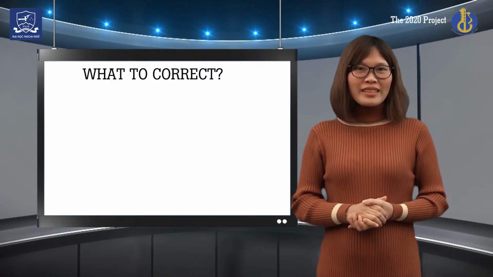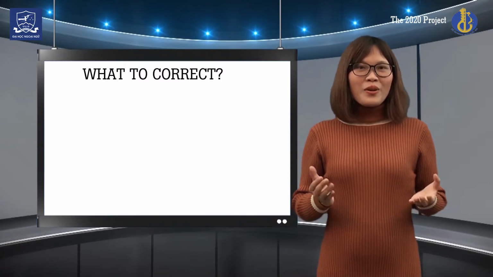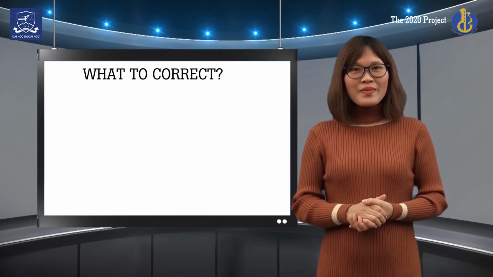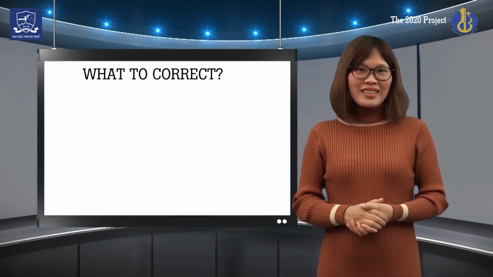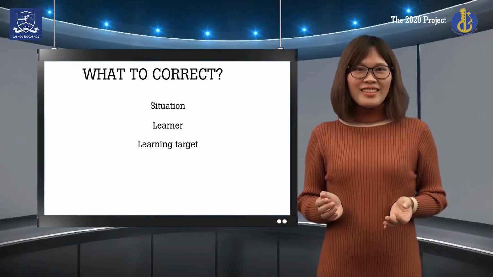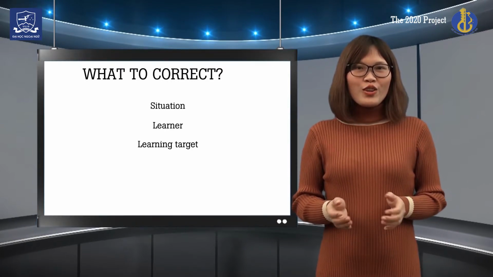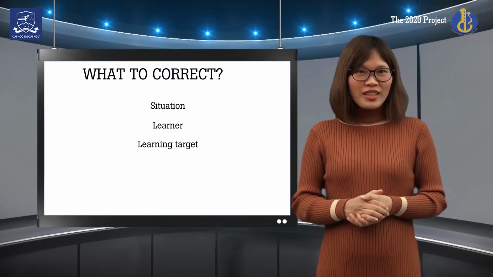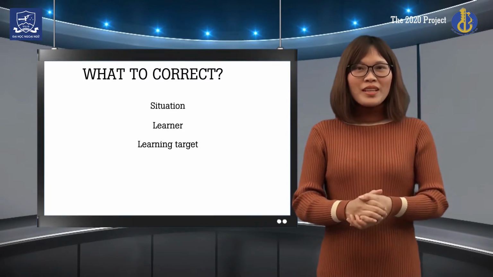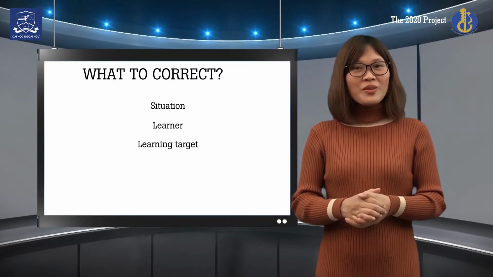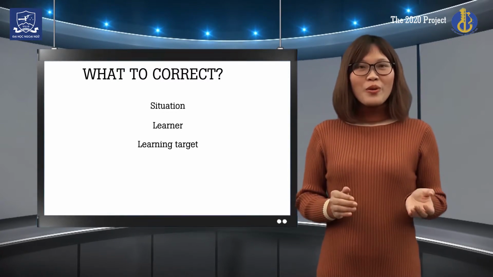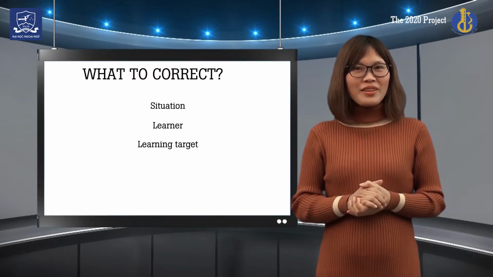So what should we correct? In fact, there are no hard and fast rules here, but there are things that are worth thinking about, and I think choosing what to correct really depends on the situation, learners, and learning target at a particular time. You know, students are sort of under pressure to make sure that everything is right. So as a teacher, please prioritize the things that should be corrected. It can be the organization, content, grammar, or cohesive devices, etc.